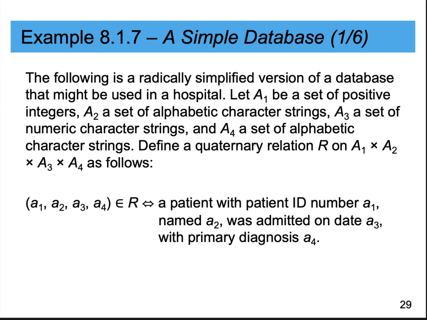The following is a radically simplified version of a database that might be used in a hospital. Let's say that in that hospital you have a set A1 of positive integers, A2 a set of alphabetic character strings, A3 a set of numerical character strings, and A4 a set of alphabetic character strings. Define a quaternary relation R on the Cartesian product of A1, A2, A3 and A4 as follows. First of all, it's a quaternary relation because it's relating 4 sets.